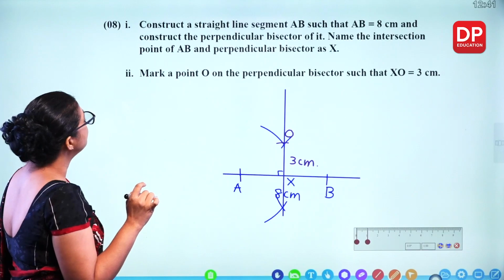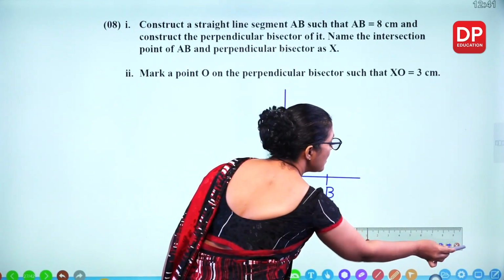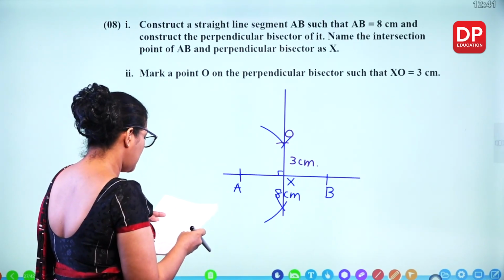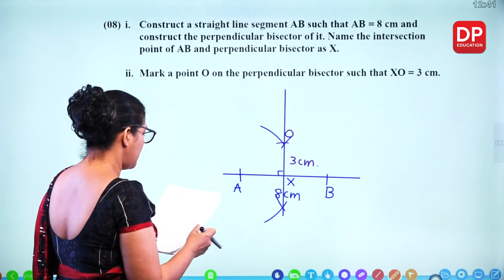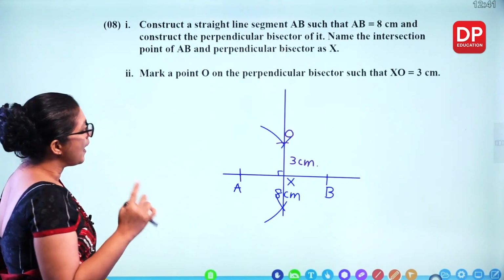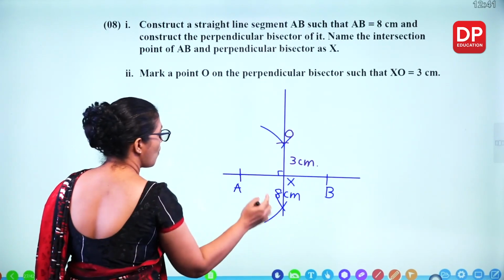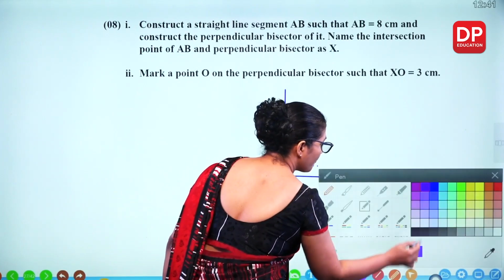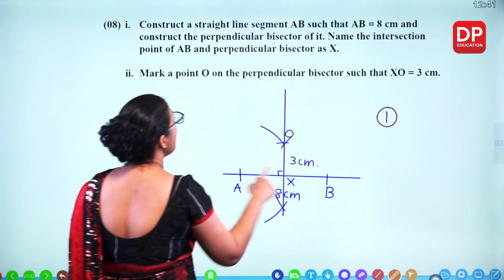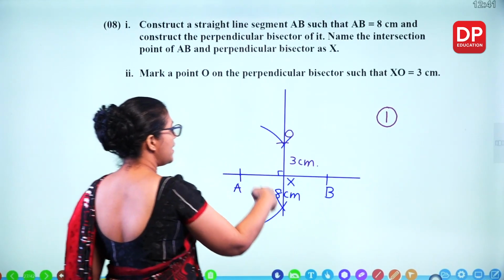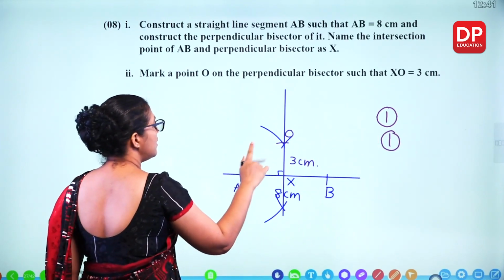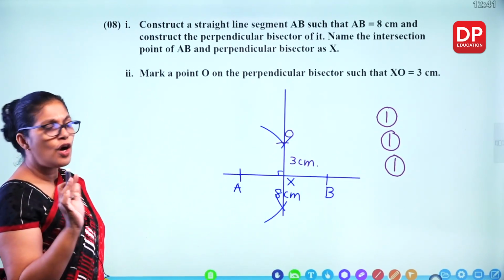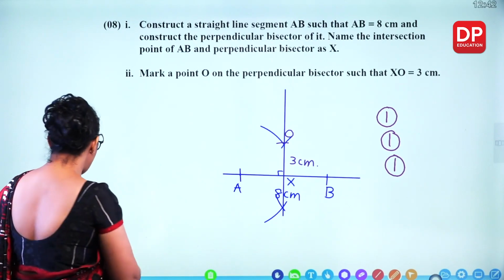That's the first step. And now we'll see how you do the next one. So you get several marks. Now here I can give 1 mark for AB, drawing AB. Perpendicular bisector 1 mark, and marking the 3 centimeter length 1 mark. So 3 marks for this step. Let's see the next one.